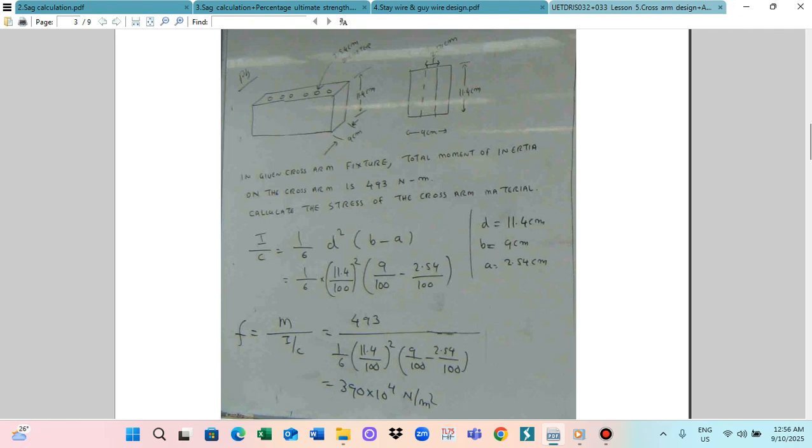Okay, so C is the distance to the neutral axis. C is equal to D by 2. So this is the I by C ratio. The moment of inertia to neutral axis distance ratio is B D cubed by 12 divided by D by 2. So this is B D cubed by 12 into 2 by D. So this becomes B D square by 6. So this is the I by C ratio for a solid cross arm. It's B D square by 6.